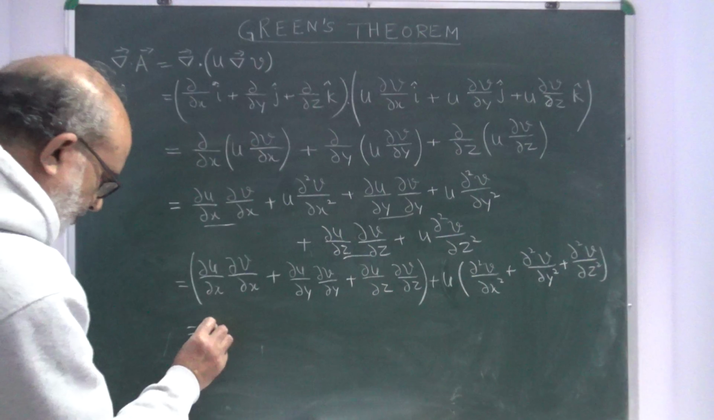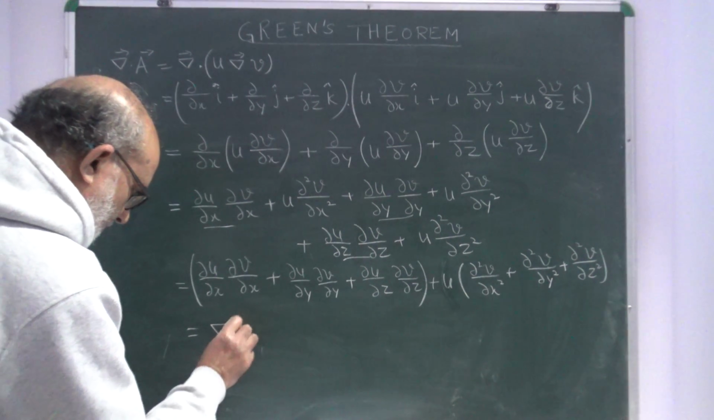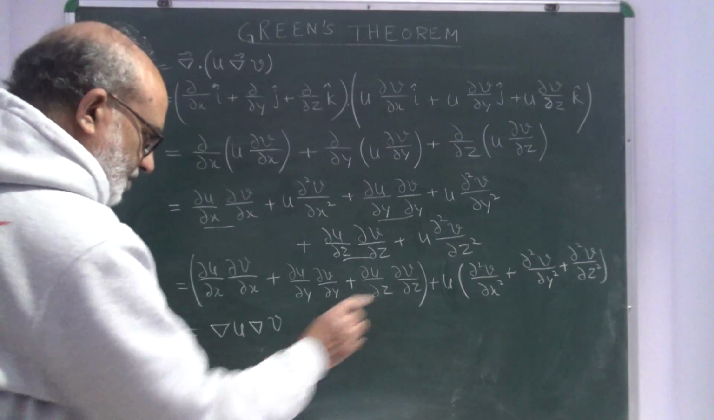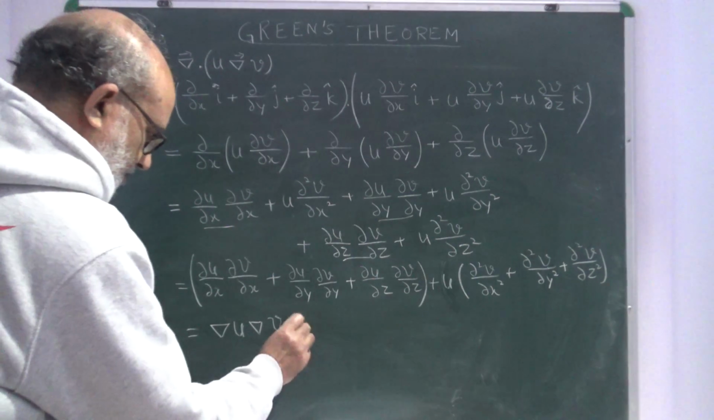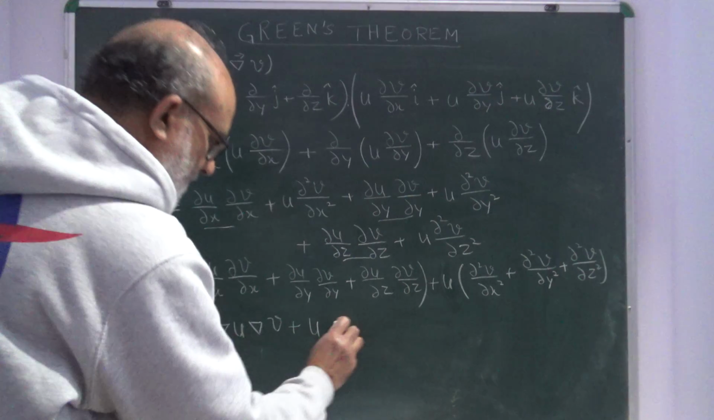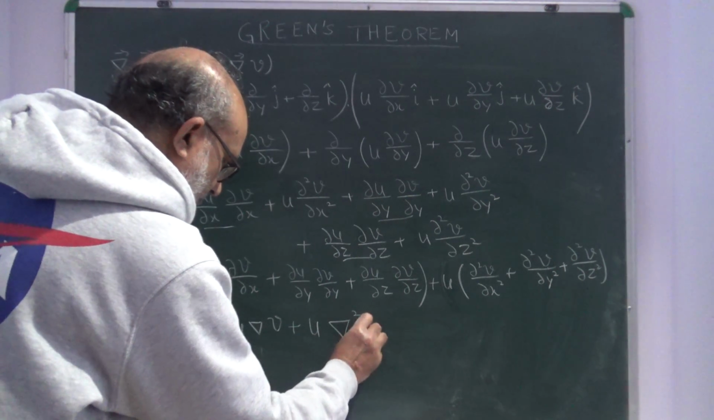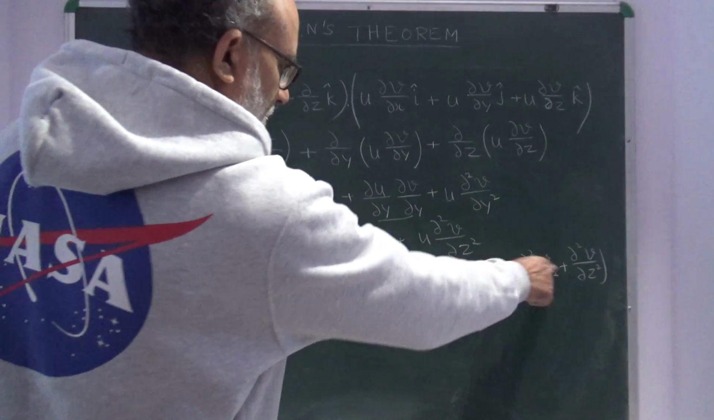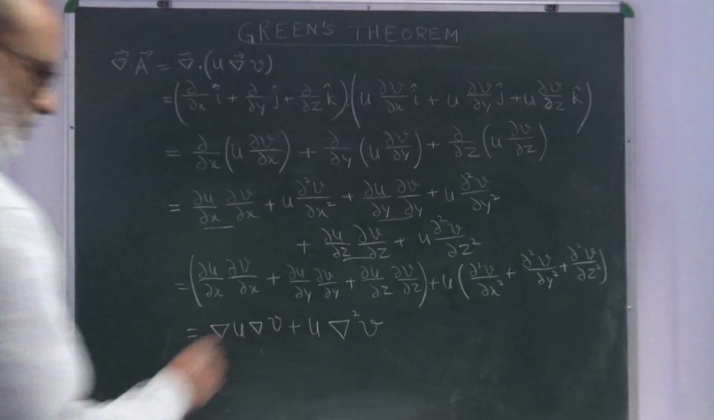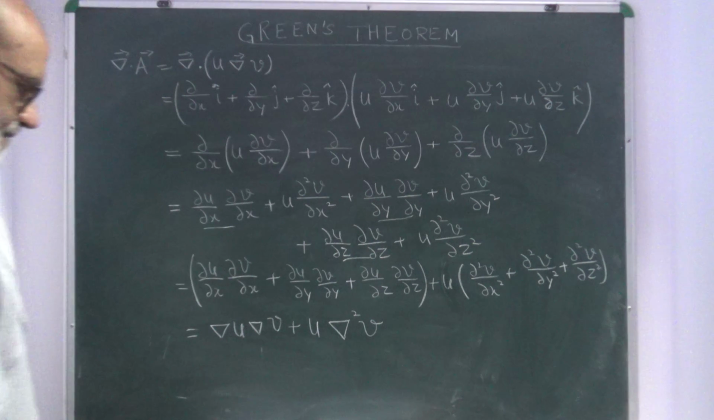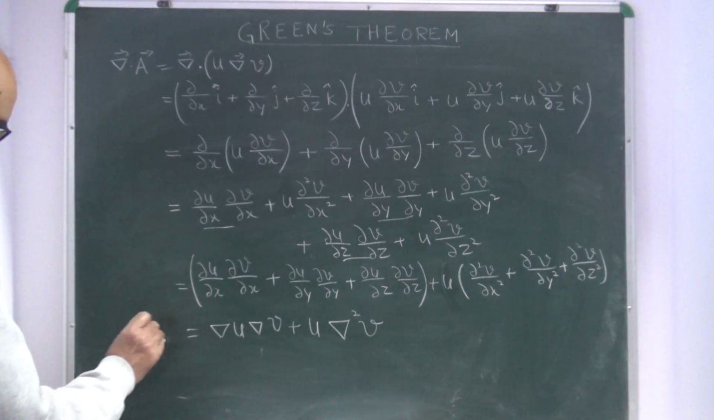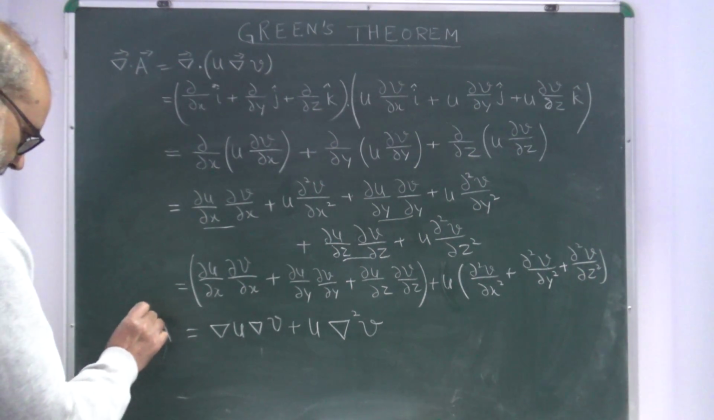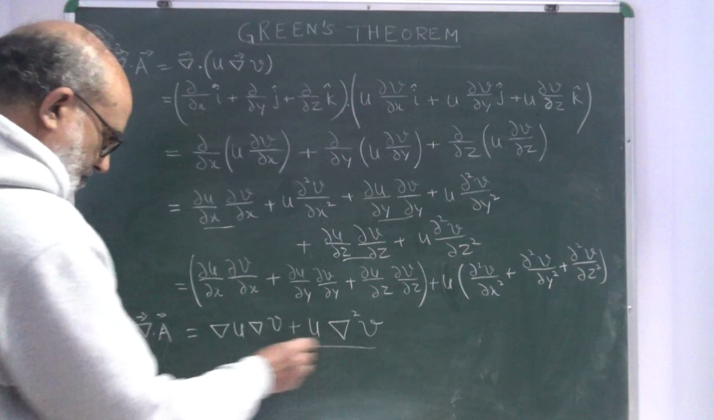So this will be del u dot del v, this bracket, plus u times this, which is del square v. So we found out that the divergence of A is this quantity.